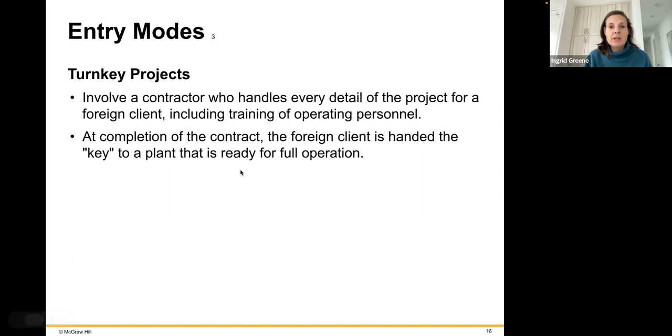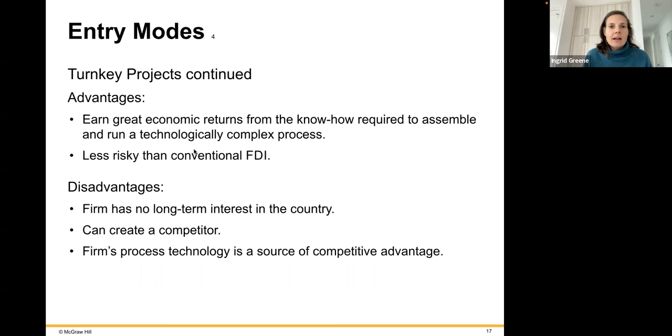So at the completion of the contract, the foreign client is handed the key to a plant that is ready for full operation. So you can really think that this is exporting a technology, but in this instance, they call it a turnkey project. And so they really are exporting their know-how. There's an advantage that there's great economic return because this know-how can be highly valuable.